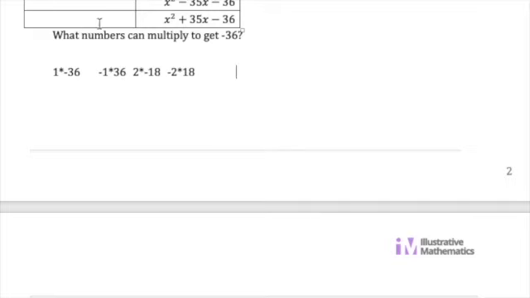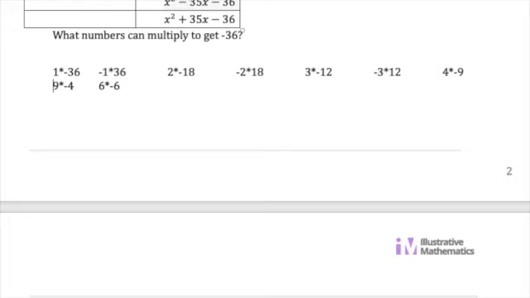We could have 3 times negative 12, or negative 3 times 12. 4 times negative 9, or 9 times negative 4. 5, 6, 6 times 6. 6 times negative 6. And that won't change if I do a different way. So here's our options. We have all of these options available to us.